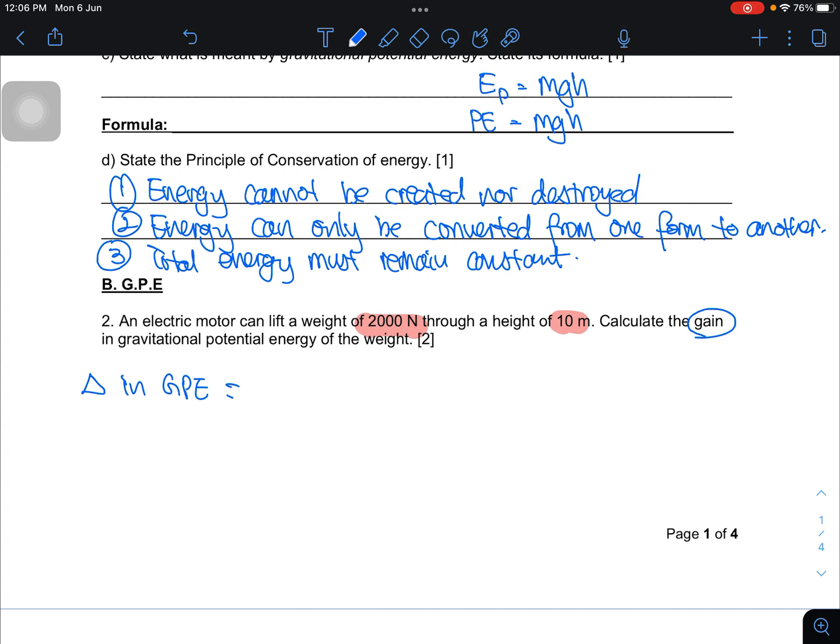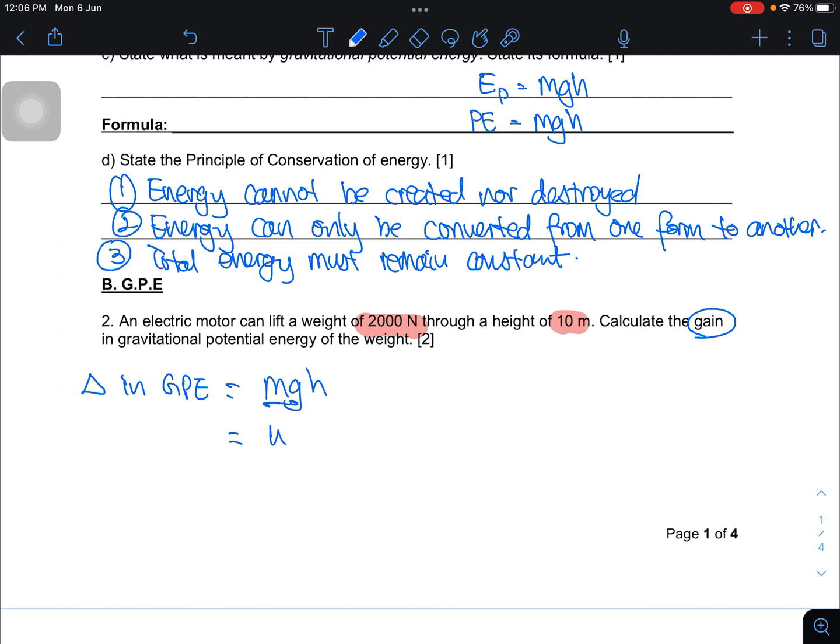So how do I do this? It's mgh, right? But what is mg? Did the question give you mass? No, they give you weight. So are you going to divide by 10 to find a mass, and then multiply by 10 again, because the formula says you need to multiply by g? Please do not be so silly. 2000 Newton is the weight.